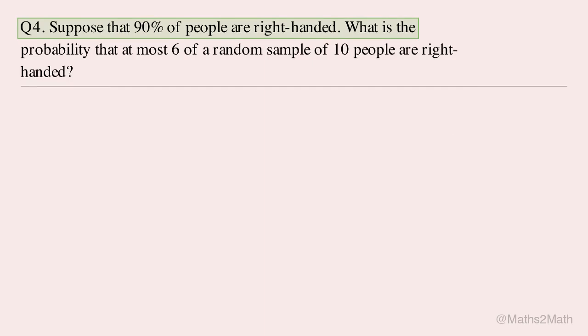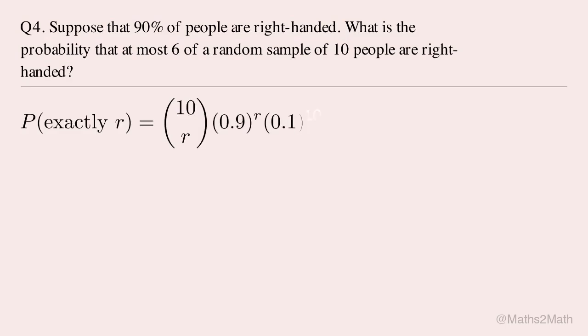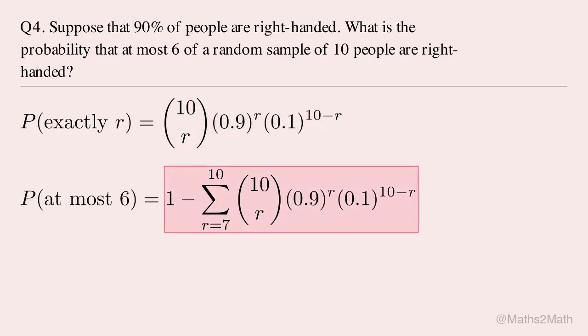Question 4. 10 independent people, counted from first principles. At most 6 right-handed means the complement of 7 or more. For any particular set of R people right-handed, and the rest not, independence gives 0.9 to the R times 0.1 to the 10 minus R. And there are 10 choose R such sets. At most 6 is 1 minus the probability of 7 or more. 1 minus the sum from R equals 7 to 10.